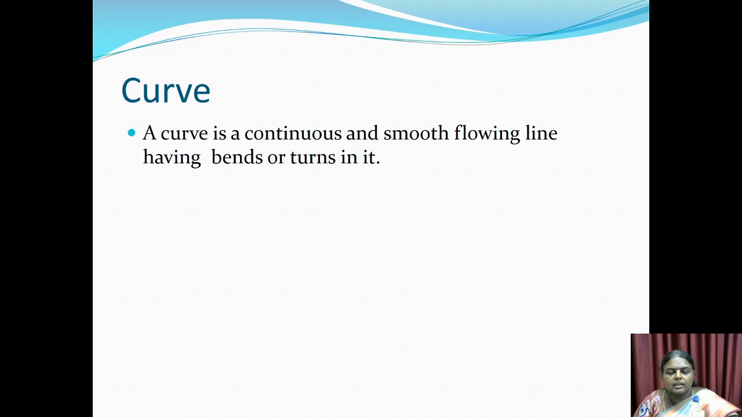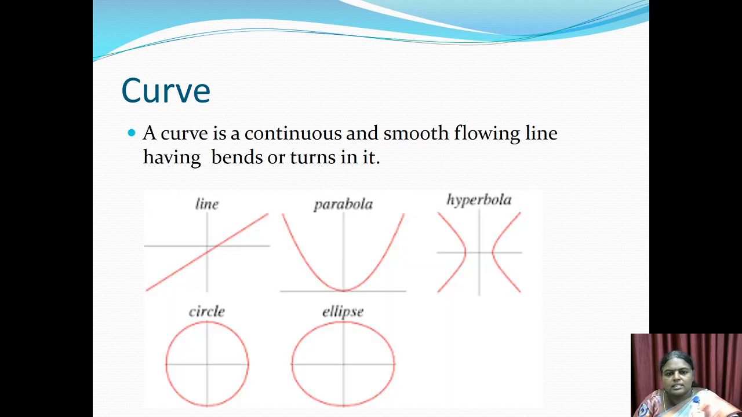Before going into the definition of curvature, let me recall what is meant by a curve. A curve is defined as a continuous smooth line that has bends and turns in it. Here are some examples of a curve. Look at this parabola. The parabola is a smooth continuous line, and it has a bending here and then it turns upwards. So the parabola is a curve. It is a continuous smooth line that has a bend and a turn. Some more examples are hyperbola, circle and ellipse.